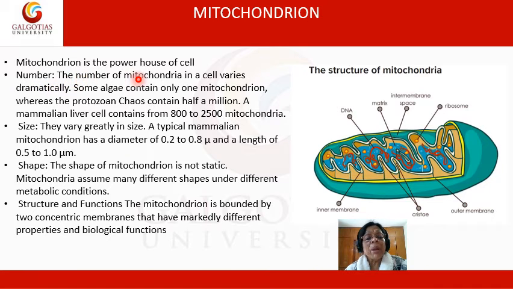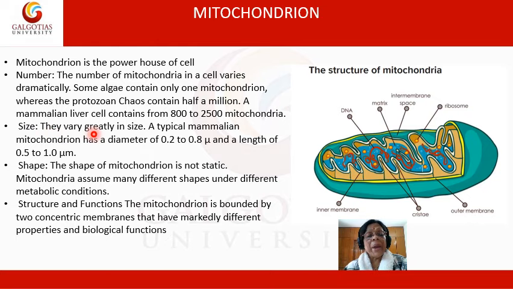The number of mitochondria in a cell varies dramatically. Some algae contain only one mitochondrion, whereas the protozoan contains 500,000. A mammalian liver, which is very active, contains 800 to 2,500 mitochondria.